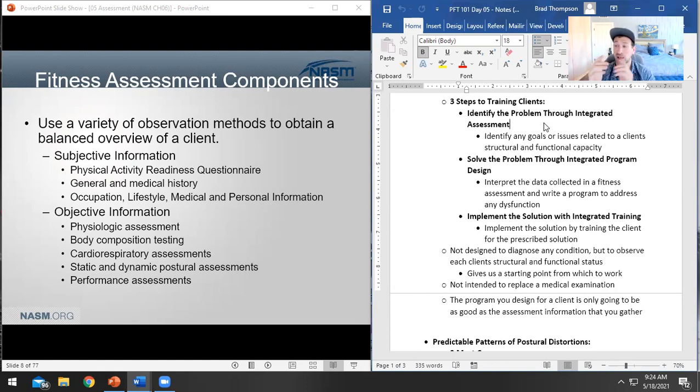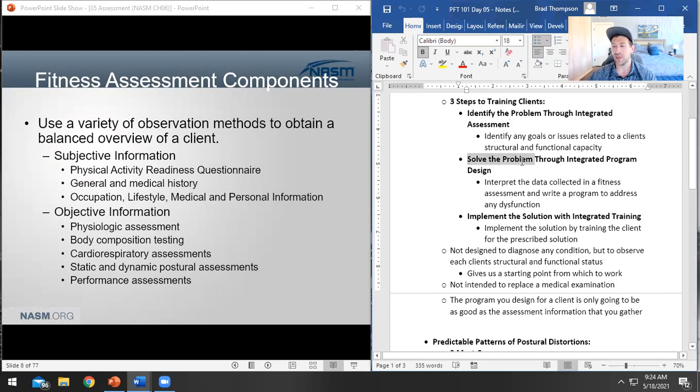So I'm looking at someone's posture, their cardiorespiratory capabilities, their goals, their physiology, like body composition and things like that. I'm looking at their performance. And after I've gathered all of that information, now I can address any problems through the program that I'm going to write for them.